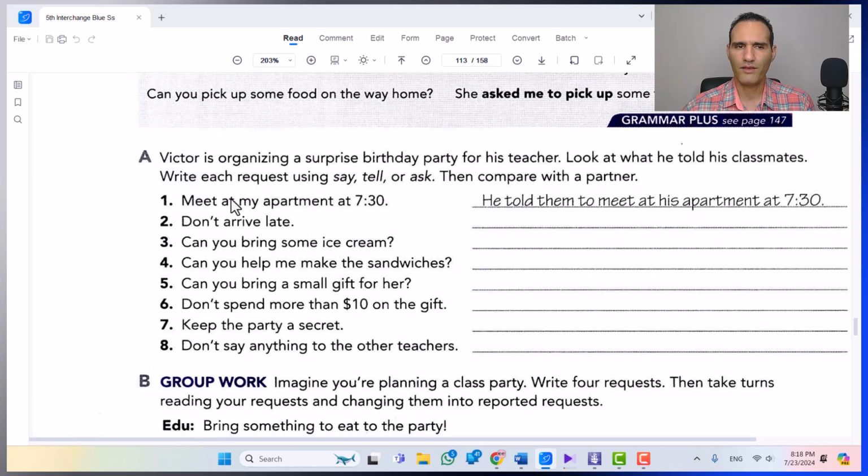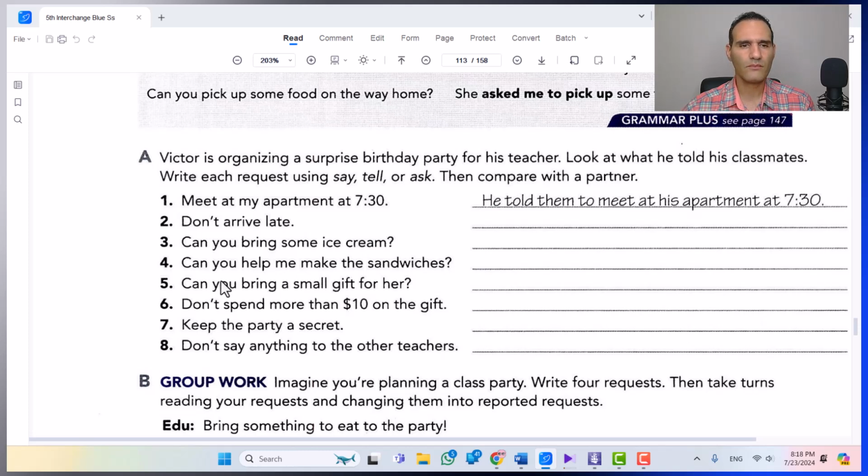So nothing changed. Just here is an imperative, so it says he told them to meet. Number 2, don't arrive late. Negative. He told them not to arrive late. Very good. Number 3, can you bring some ice cream? It is a question, so it should be he asked them. He asked them to bring some ice cream.